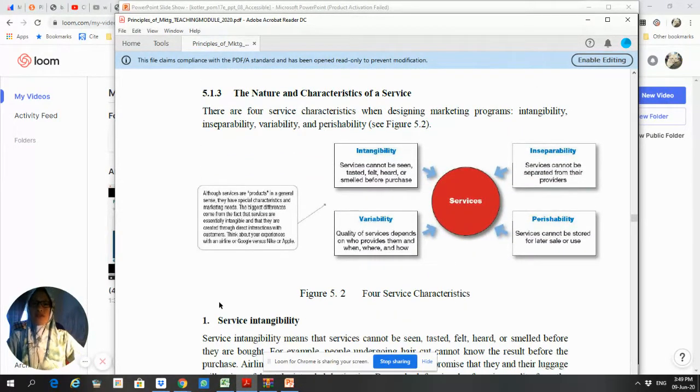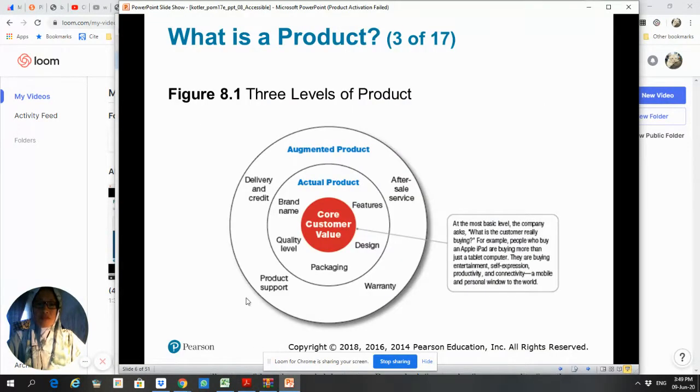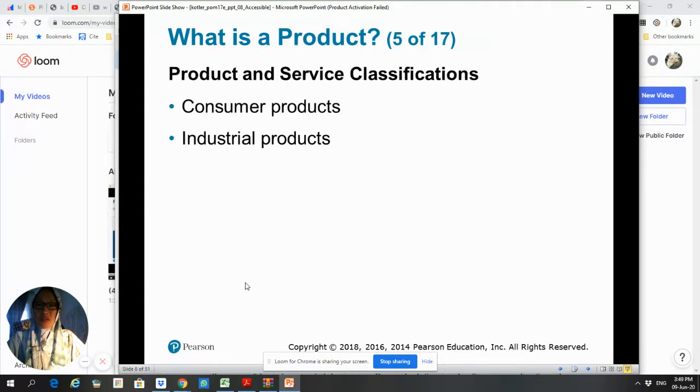Okay, then we go to the nature and characteristics of service. For product, we have two types of product: consumer products and industrial products. Consumer products are any products that are sold to the end user. End user means just like us; we buy for our own use. Kita guna, we use it.